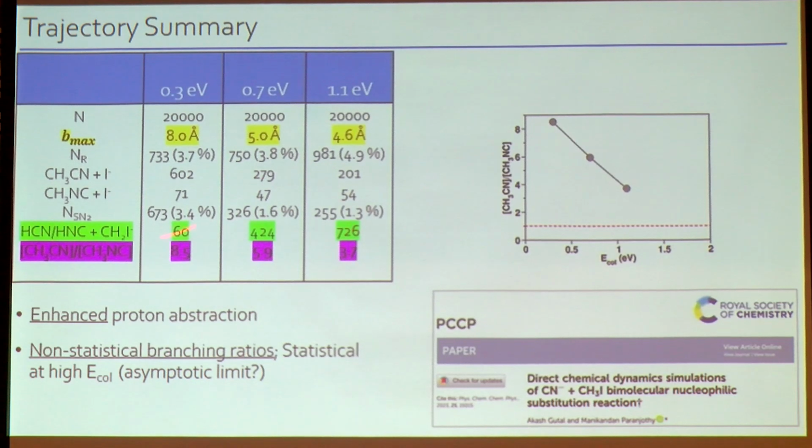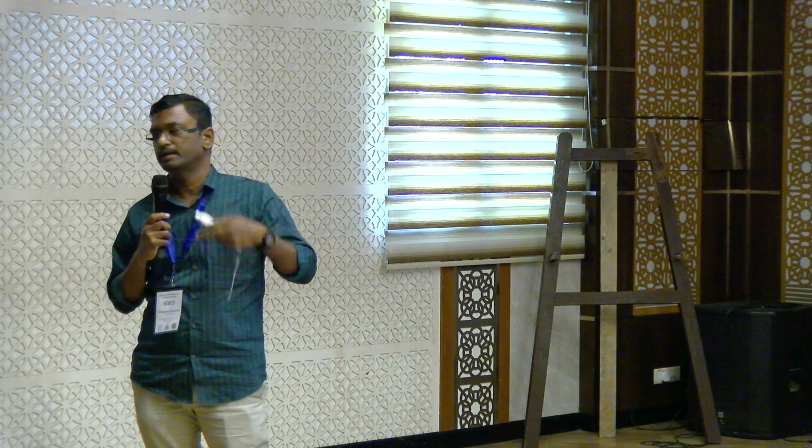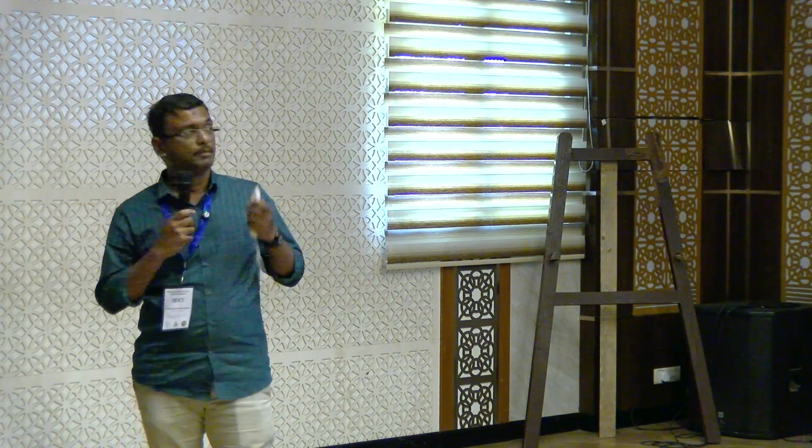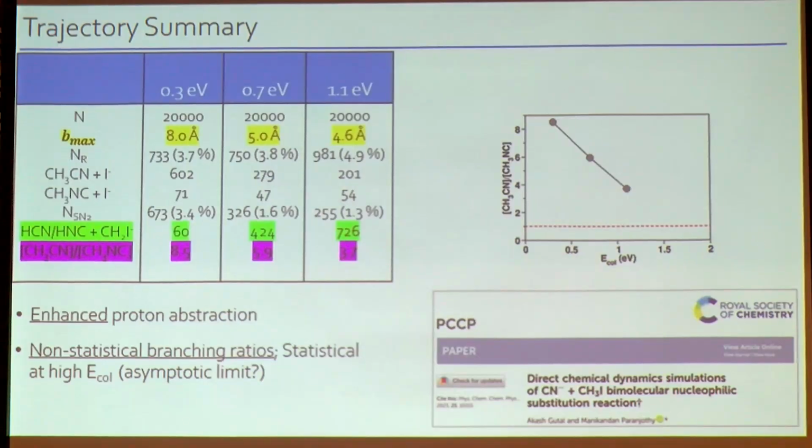So you can see that close to 700 trajectories at the high collision energy showed the formation of the proton transfer channel. The proton transfer channel was not observed in the experiments. So we are finding this here. Clearly, this is an artifact of the underestimation of the barrier by the PM7 method. So we need to fix that.